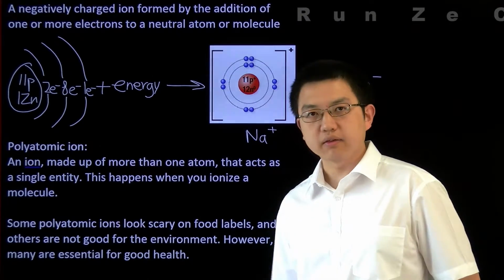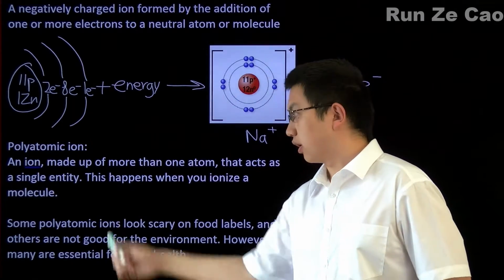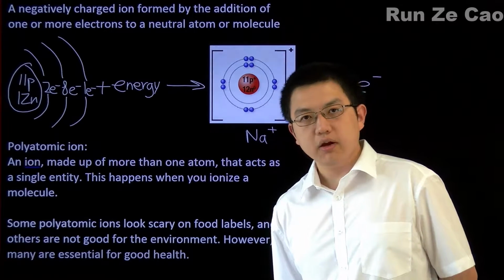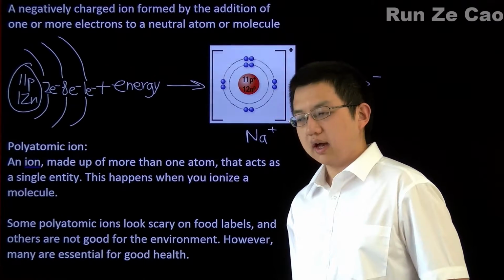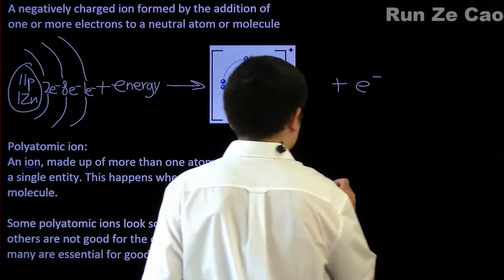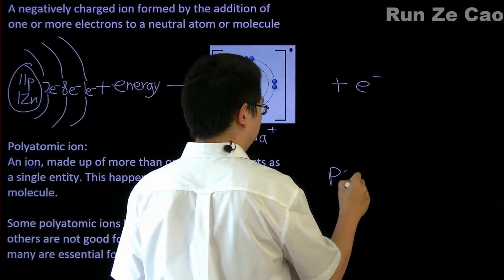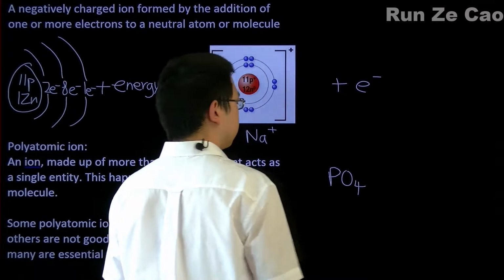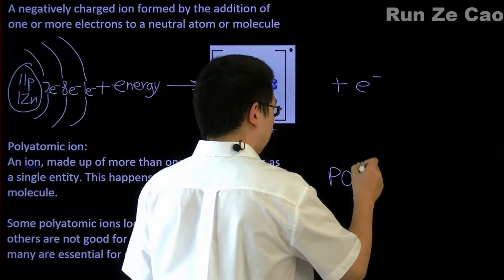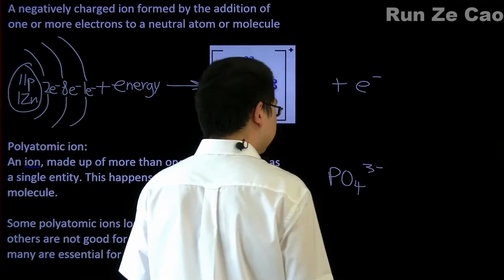Now, what happens when an ion has more than one atom? Well, it's called a polyatomic ion. And this is what happens when you ionize a molecule. So say you start with a phosphate molecule, which is PO4. PO4 exists most commonly in the 3- form.